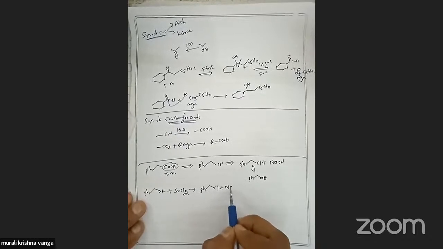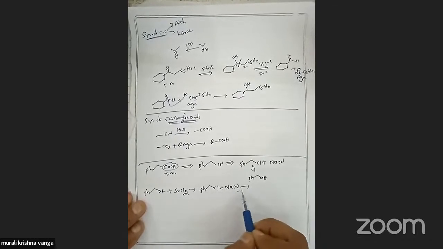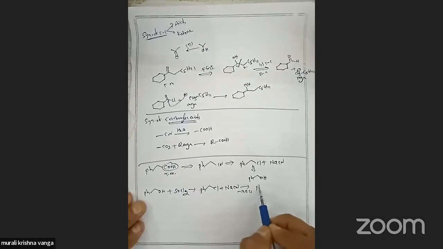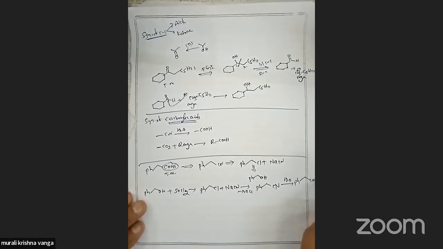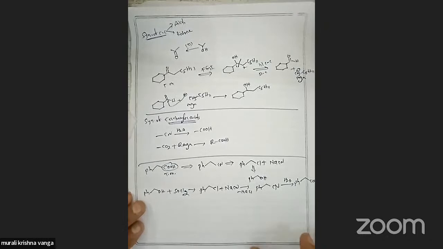When this benzyl chloride reacts with sodium cyanide, with loss of NaCl, the product is benzyl cyanide. When this benzyl cyanide undergoes hydrolysis, the product is phenylacetic acid. That means carboxylic acids are synthesized from cyano compounds. That is one example.